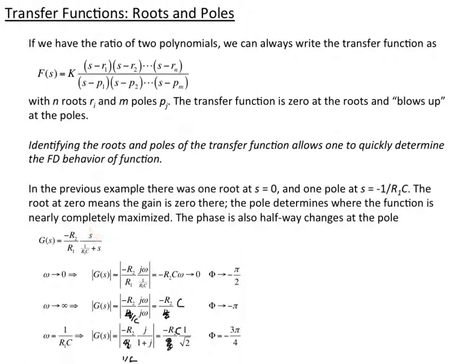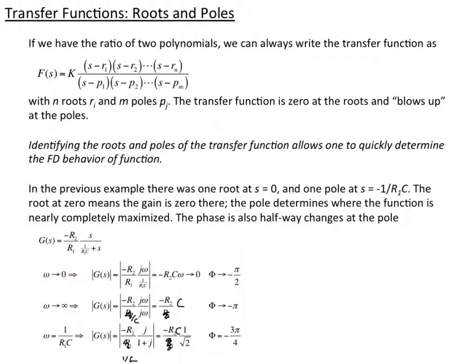And notice that we have two first-order polynomials. The numerator has a root at 0, so s minus 0 is s. The denominator has a pole at s equals minus 1 over R1C. So if we plug in a minus sign there, and pull the minus sign out over here, we get that function. And so we can then consider what happens when omega goes to 0.